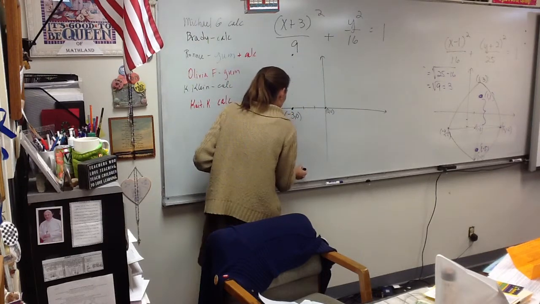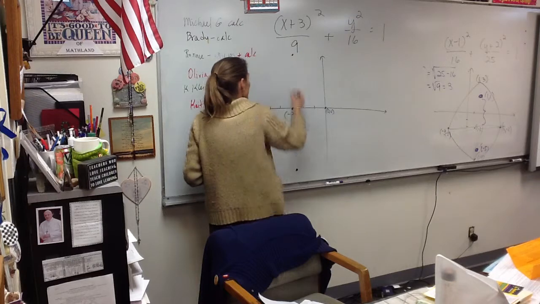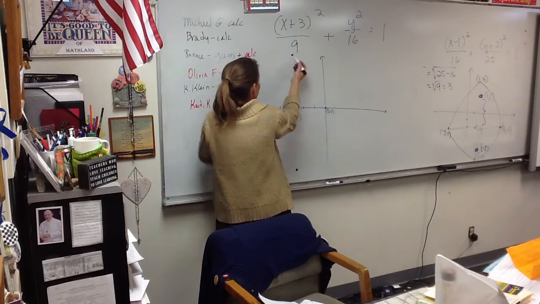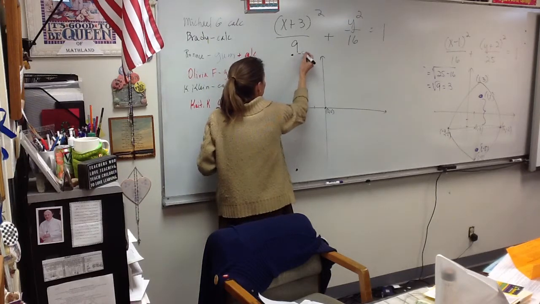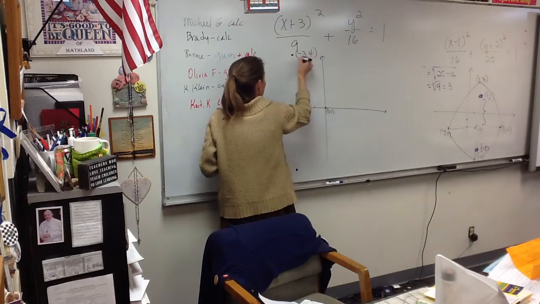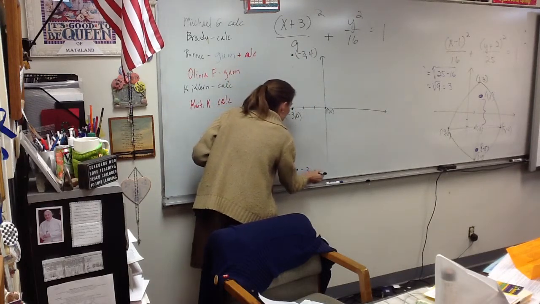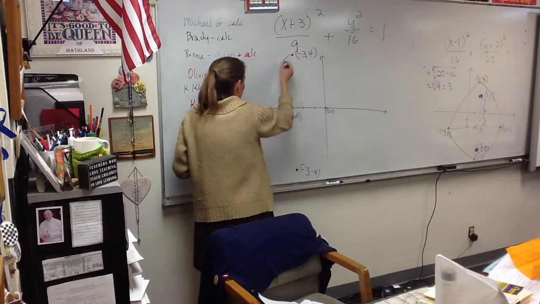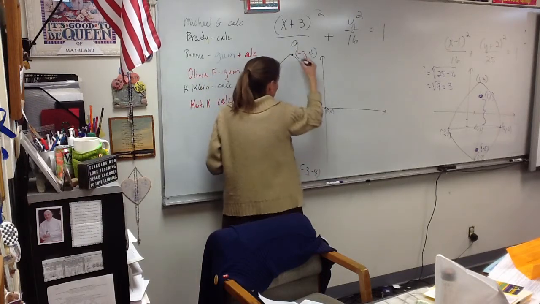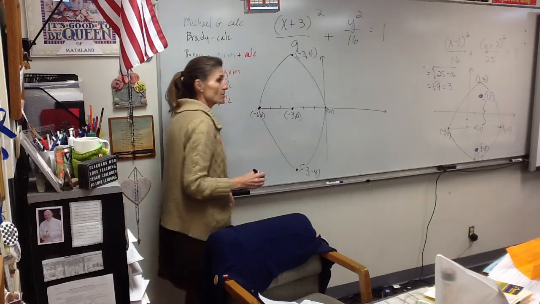1, 2, 3, 4. Okay, so what would these points be? What would this point be right here? That'll be -3, 4. And then -3, -4. Now I'm going to connect those. And there's my ellipse.